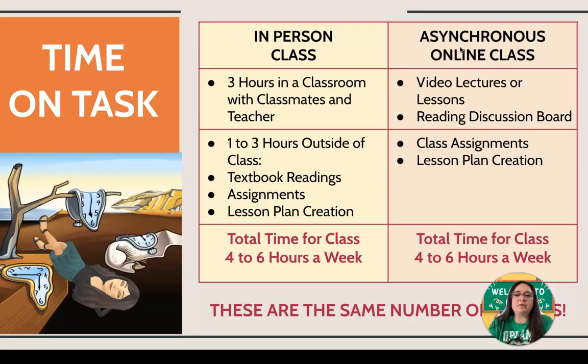For students in an in-person class, the university generally has a 3-hour class time. Sometimes that is reduced a little if it's a hybrid class, and then it's requiring students to meet outside of class in a group, meeting with your classmates and your teacher. Then in addition to that, you have 1 to 3 hours of outside of class work. That could be textbook readings, assignments, or lesson plan creation. So that's a total of 4 to 6 hours a week.